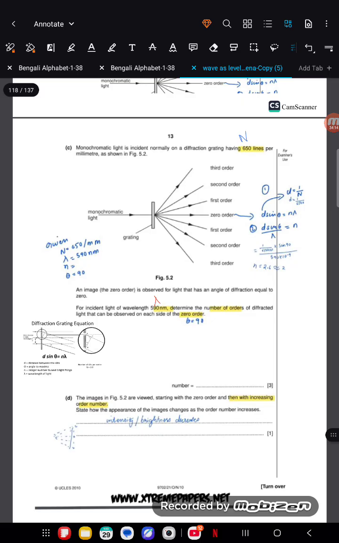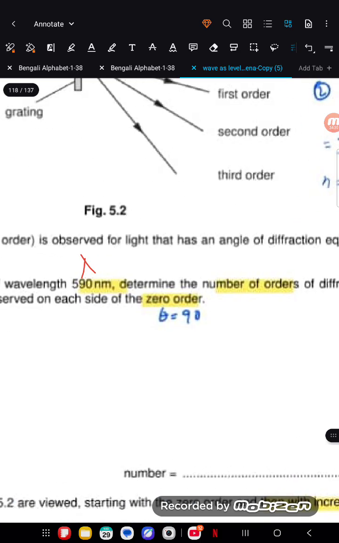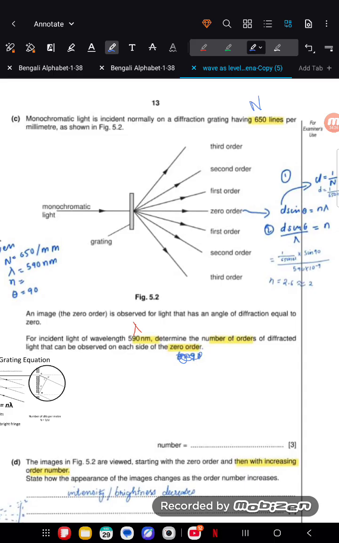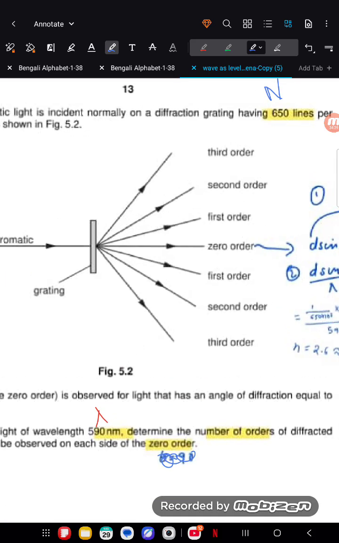So this is October 2010, question number 1. See here in this question, 0 order means theta is 90. There is a little bit of mistake in this question. See here now, how many orders are there?